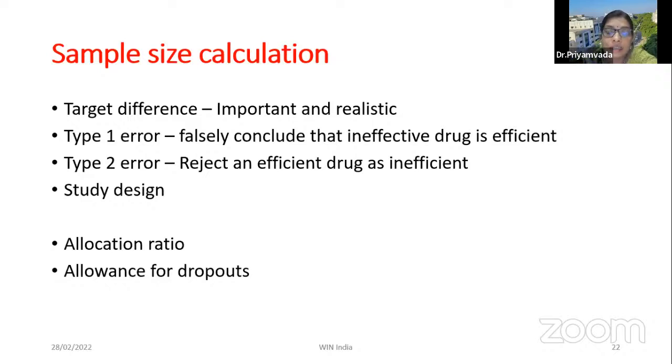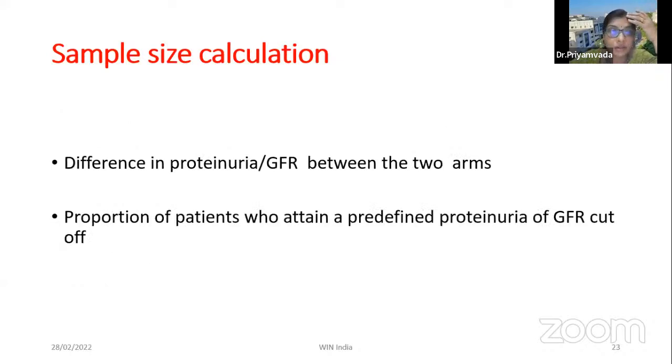And usually in the real world, dropouts happen. So you should make allowances for the dropouts as well as the crossovers. Sometimes with certain drugs, you will have to give the intervention if certain criteria are met. So that allowance of crossovers also should be made in the sample size calculation.